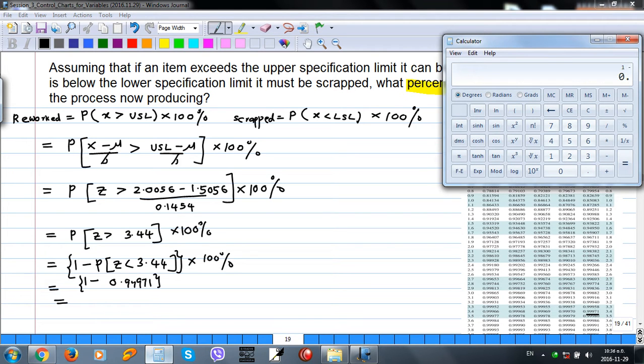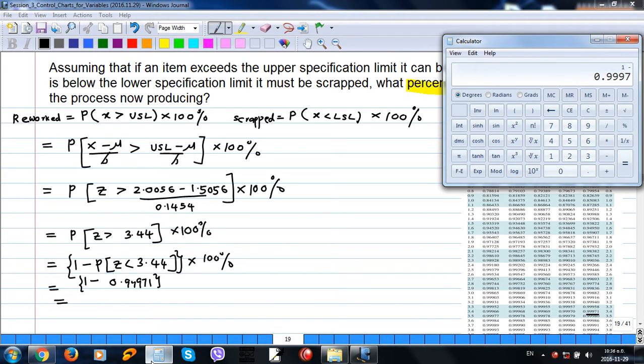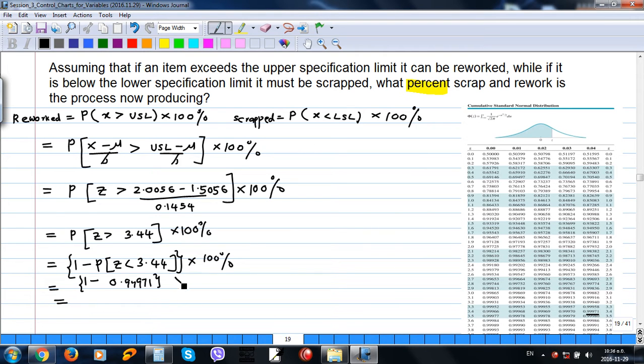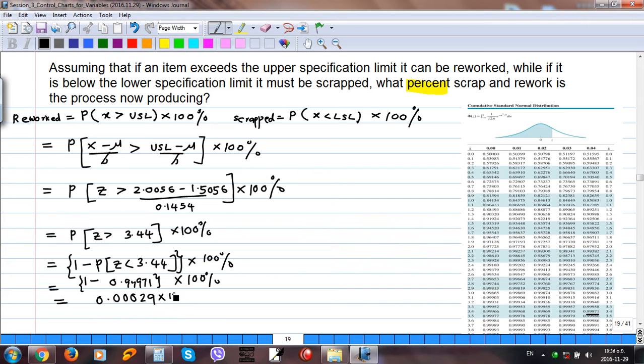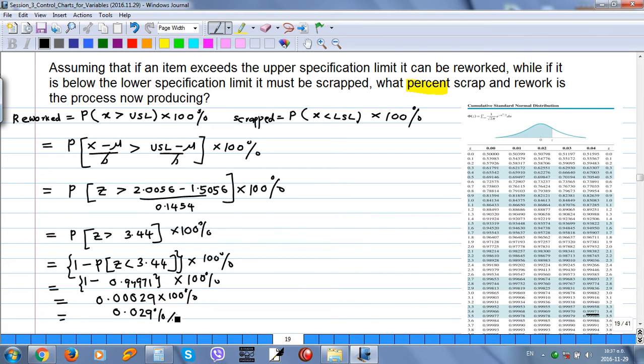1 minus 0.99971 is 0.00029, times 100%. Then you can find the answer as 0.029%. That is revoked, so you have to find the scrapped also.